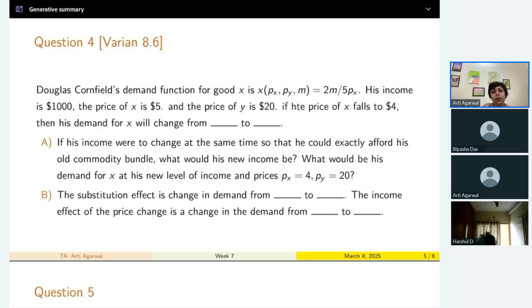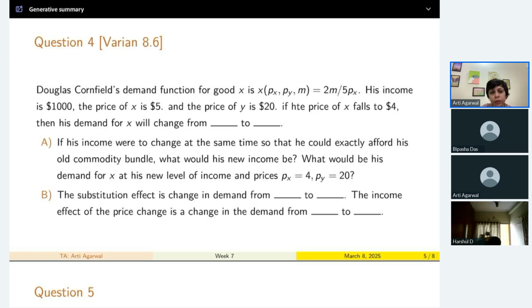Next question. If his income were to change at the same time so that he could exactly afford his old commodity bundle, what would his new income be? And what would be his demand for X at his new level of income and prices Px and Py as given? Actually, I've not solved this question, so I'm also encountering it for the first time. I just copied it.